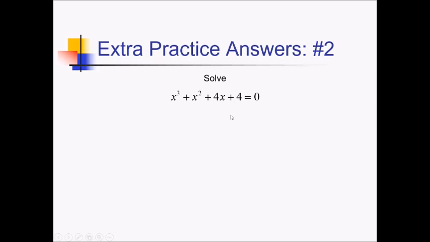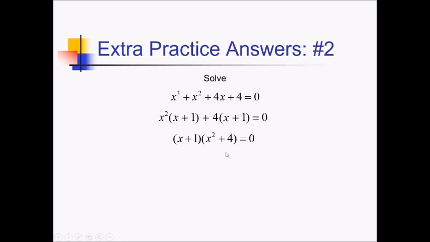For this problem, let me first see if there are any common factors I can take out. It doesn't look like there are, but I've got 4 terms, so at least I can try grouping on this. For the first 2 terms, I can factor out an x squared. That leaves me with x plus 1. And for the next 2, take out a 4, leaving me with an x plus 1. Now I can factor out x plus 1, and my other parentheses then will have the x squared and the plus 4 in it.